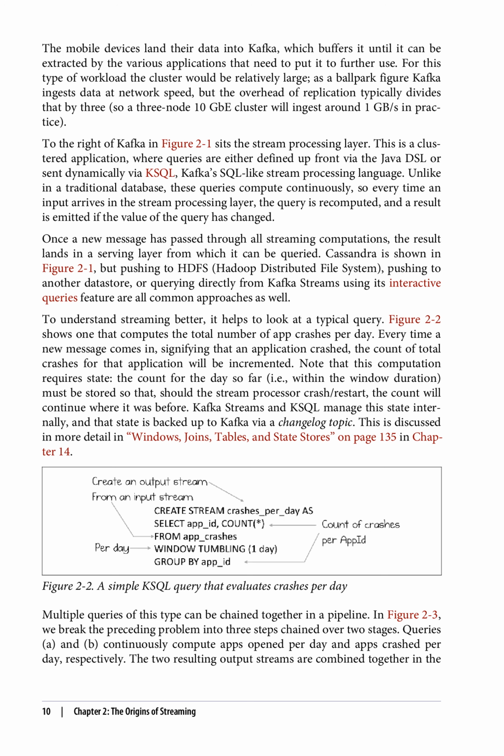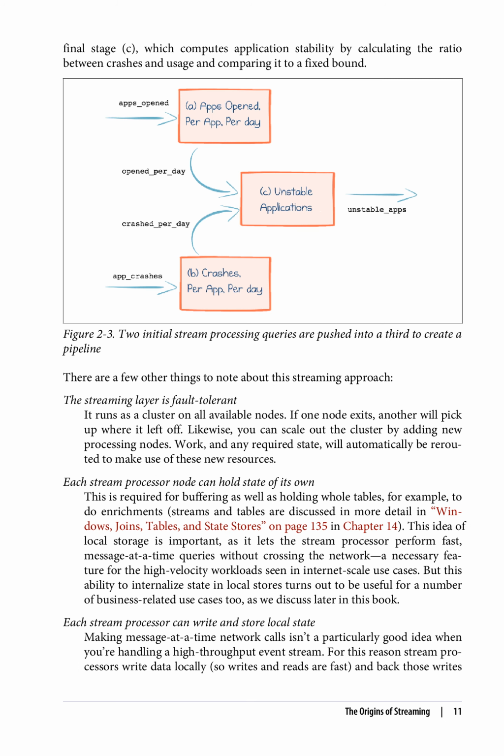Multiple queries of this type can be chained together in a pipeline. In Figure 2.3, we break the preceding problem into 3 steps chained over 2 stages. Queries A and B continuously compute apps opened per day and apps crashed per day, respectively. The 2 resulting output streams are combined together in the final stage, C, which computes application stability by calculating the ratio between crashes and usage and comparing it to a fixed bound.